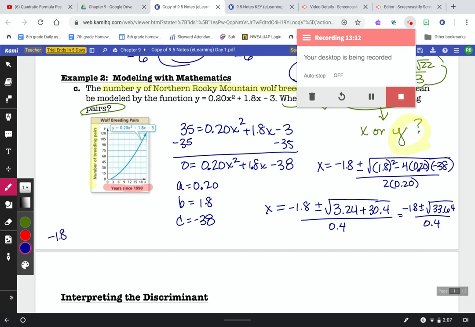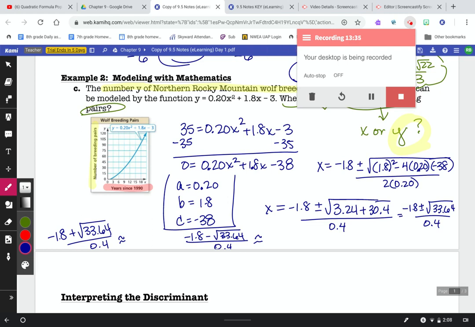We have negative 1.8 plus the square root of 33.64 over 0.4. And then you'll do the same thing, but you will subtract it. So negative 1.8 minus the square root of 33.64 over 0.4. So plug those both into the calculator, and what do you get?